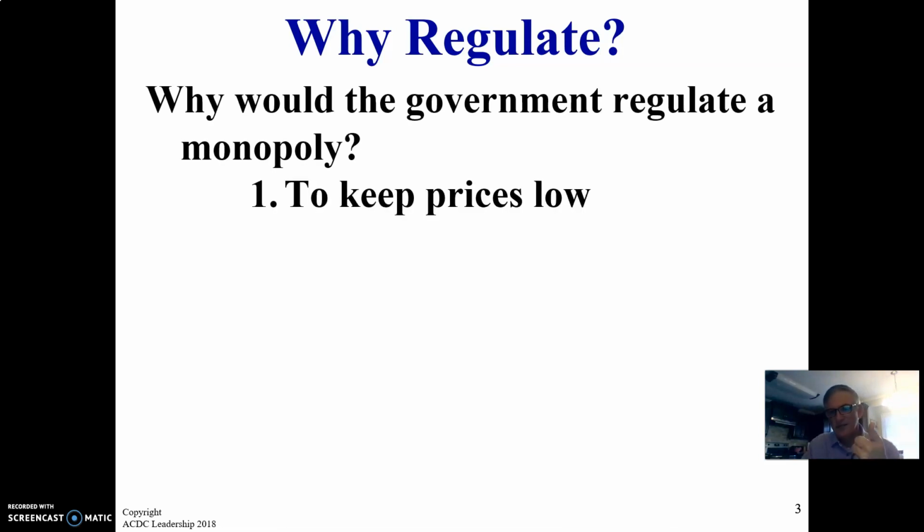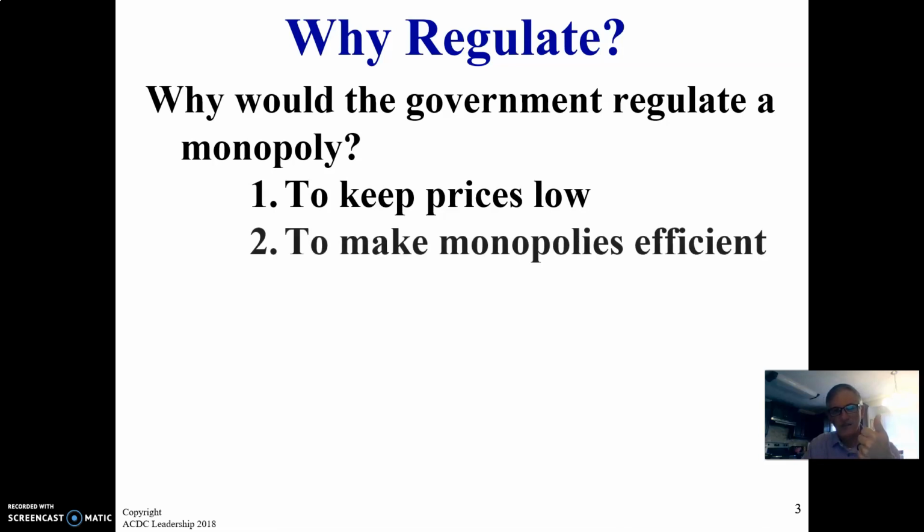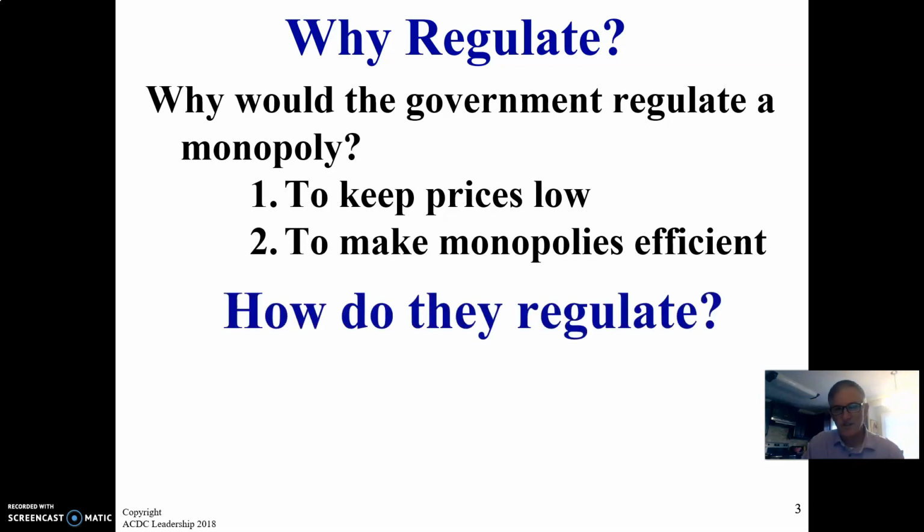One, they want to keep the prices low, that we just talked about, and two, they want to make monopolies efficient. And they really only want to make them one type of efficient, which is allocative efficiency, which means that they're getting electric power to the people that need it, and not necessarily productively efficient. And we'll look at that on the graph.